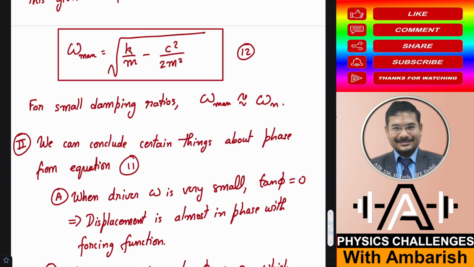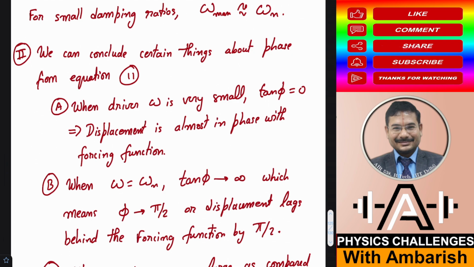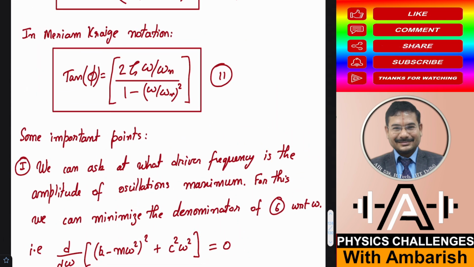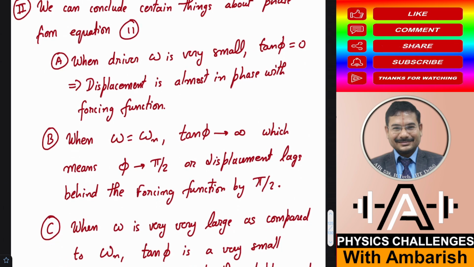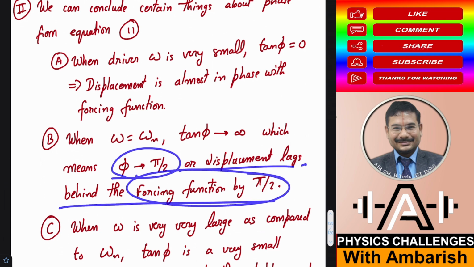Okay. And when omega is equal to the natural frequency, again we can see in equation 11. See, if omega and omega n are equal, then this term goes to 1 and the denominator then goes to 0, and then tan phi goes to infinity. That means what? Phi goes to pi by 2. Okay, so that's what I've written. When the driving frequency is the same as the natural frequency, phi is pi by 2, or we can say displacement lags behind the forcing function by a phase of pi by 2.